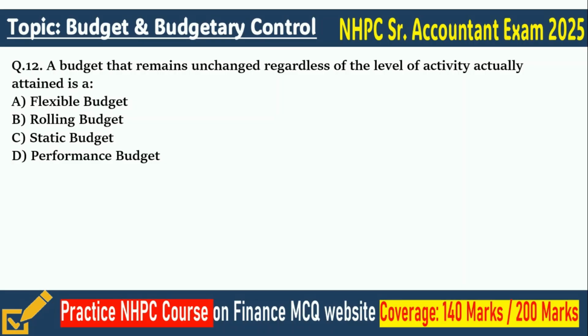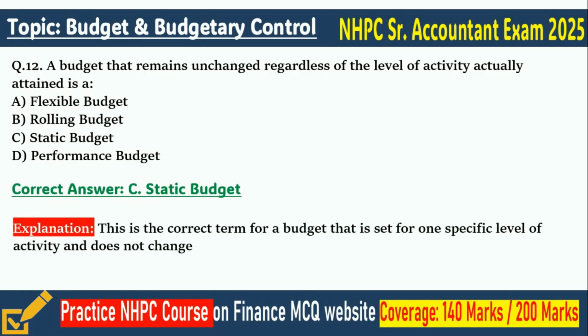So, friends, here they are asking that the budget is unchanged regardless of the level of activity. So, the answer has to be option C, static budget. Friends, flexible budget, we've already studied that it is that type of budget which keeps on changing as per the different level of activities of the company. While rolling budget, where current budget is based on the previous budget with some updations on them. Performance budget is basically prepared to measure the performance of responsibility centers.